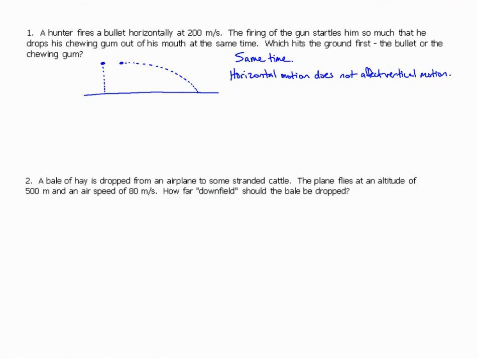Number 2, a bale of hay is dropped from an airplane to some stranded cattle. The plane flies at an altitude of 500 meters and with an airspeed of 80 meters per second. So how far downfield should the bale be dropped?